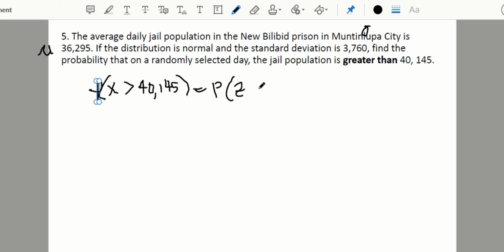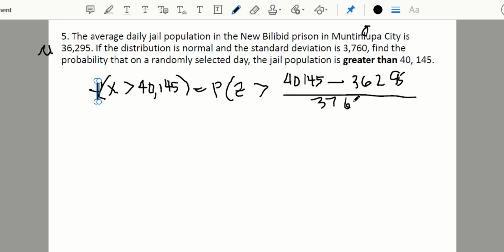We'll convert this to our Z score. So we have 40,145 minus the mean 36,295 divided by 3,760. So you may use your calculator. 40,145 minus 36,295 divided by 3,760. So we have 1.02. So positive 1.02, and it is greater than.